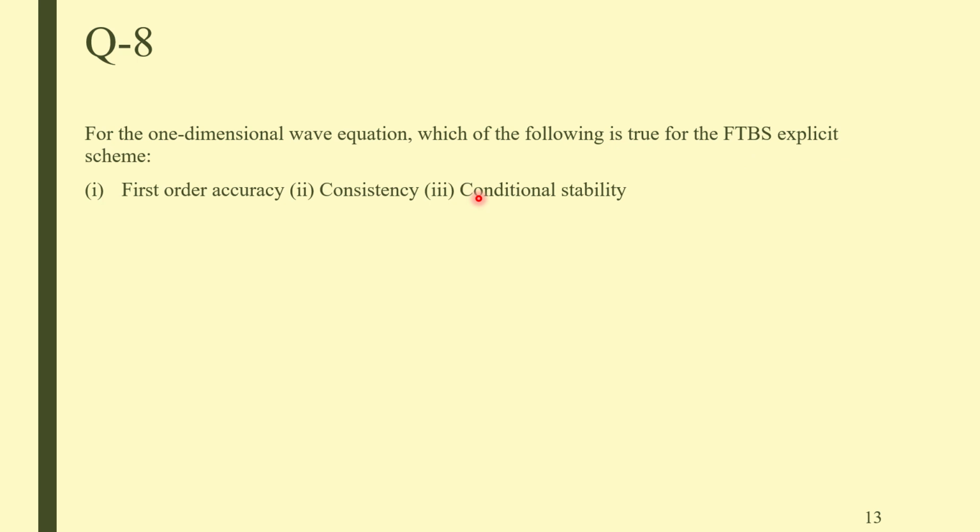So it is a one-dimensional wave equation. If we are discretizing that equation using forward in time, backward in space, explicit scheme, what would make sense? Would it be first order accurate? Would it be consistent? Would it be conditionally stable? We need to identify that. I think all three are true. Option A, 1; option B, 1 and 2; option C, 1 and 3; option D, 1, 2 and 3. So the answer is rightly option D, because it obeys first order accuracy, it is consistent and it is conditionally stable. We'll see how that is in the next slide.